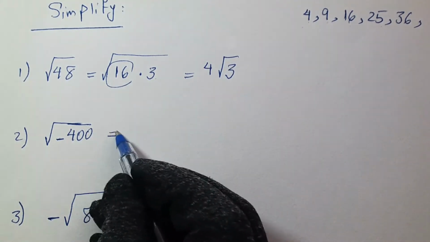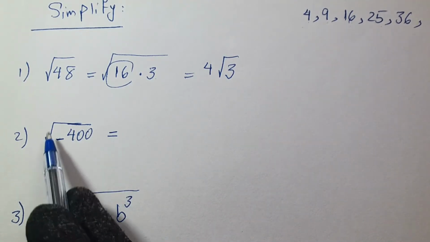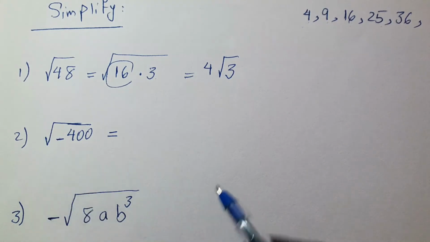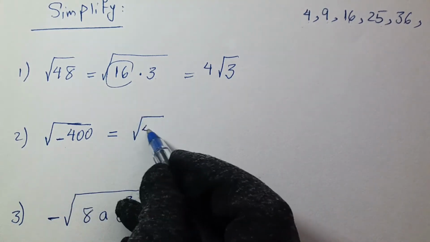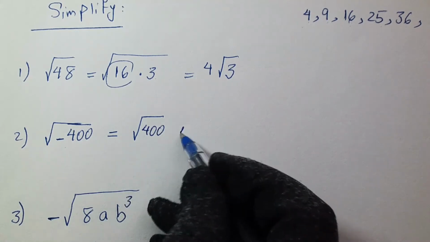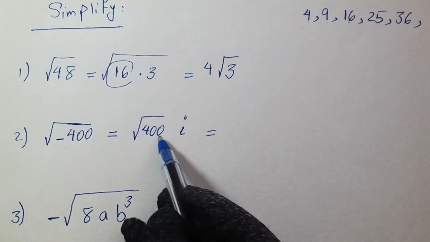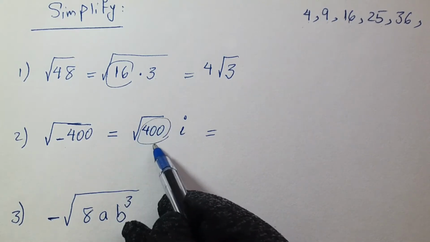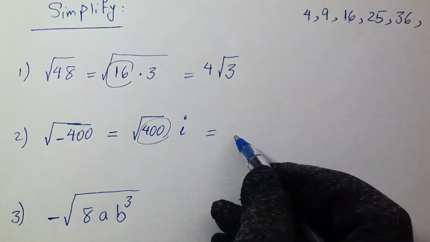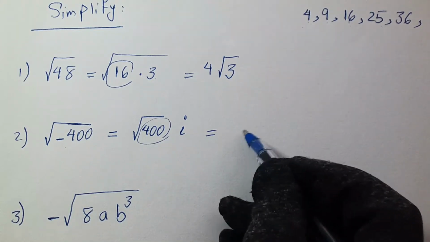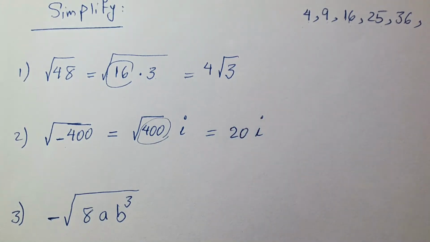Let's do the second example. We said if we have a square root and a negative under the square root, this means i. This one is the square root of 400 i. Now 400, I know 20 times 20 is 400. So 400 actually is 20 squared. So I can write it as 20i.